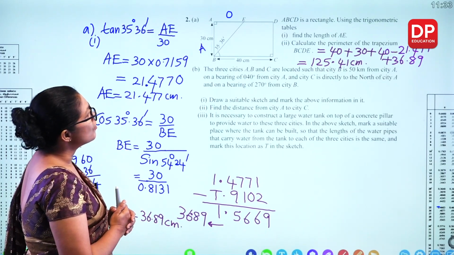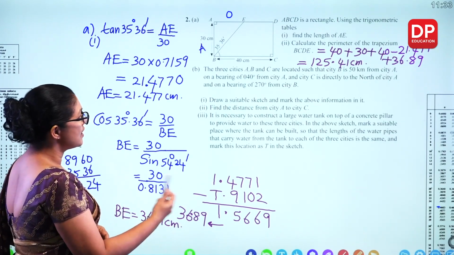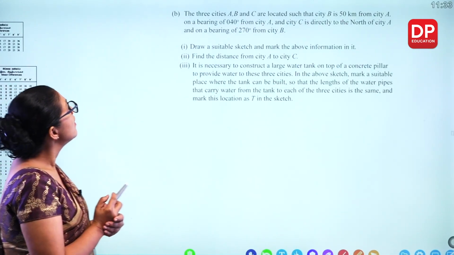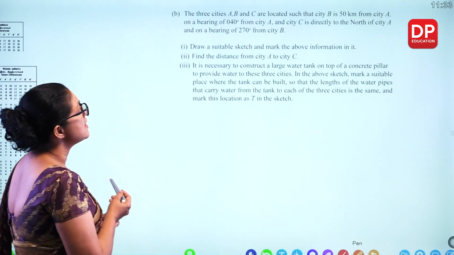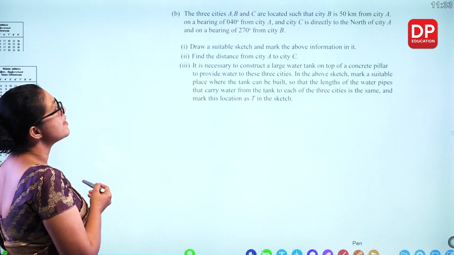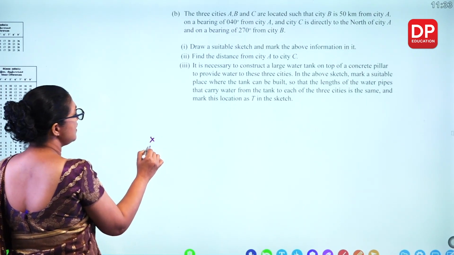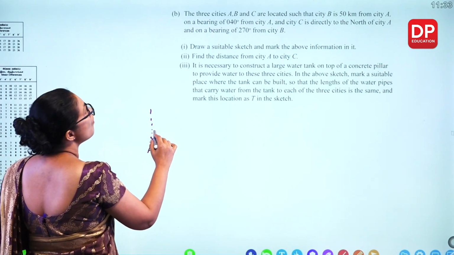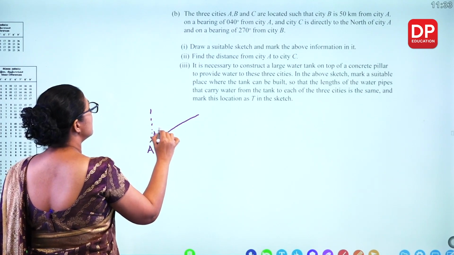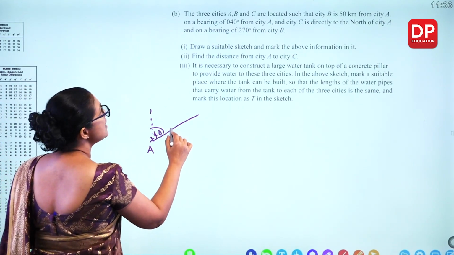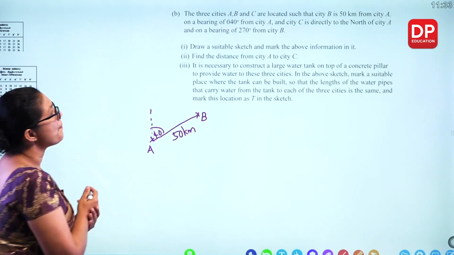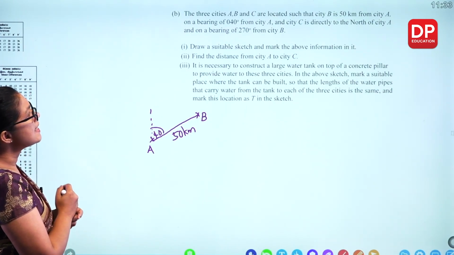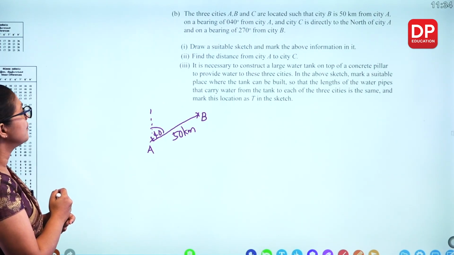Part B. So you have been given another question. So we'll do it on the next page. Part B. The 3 cities A, B and C are located such that city B is 50 kilometers from city A on a bearing of 40 degrees from city A. So take city A is here on a bearing of 40 degrees. So B is here, 50 kilometers from city A. So B is here. And city C is directly to the north of city A.